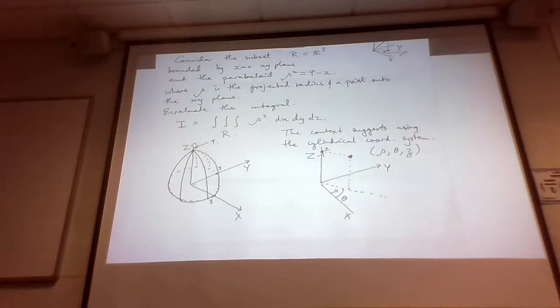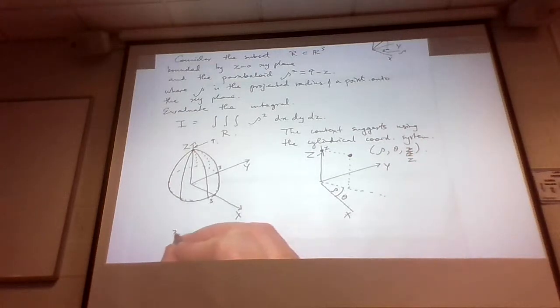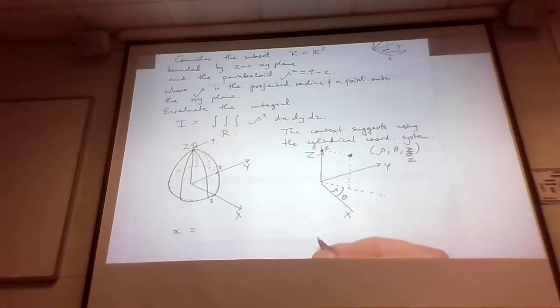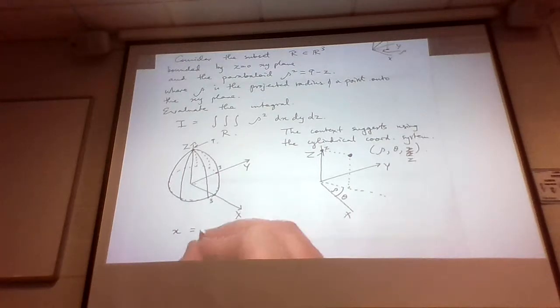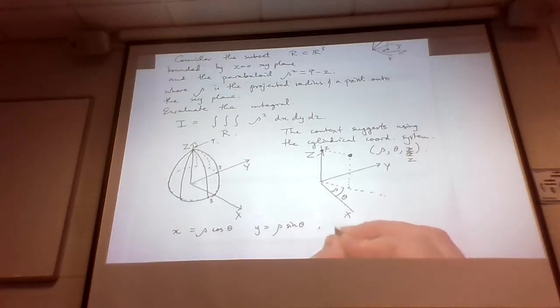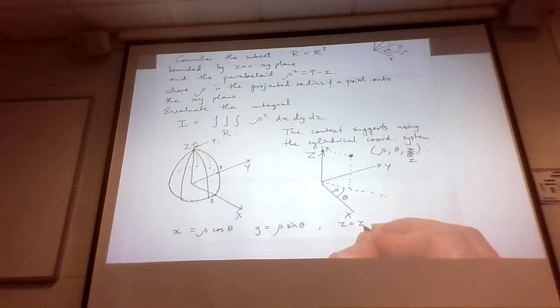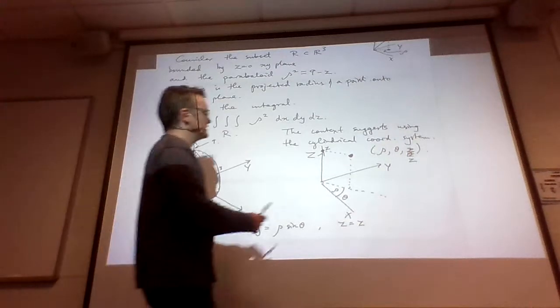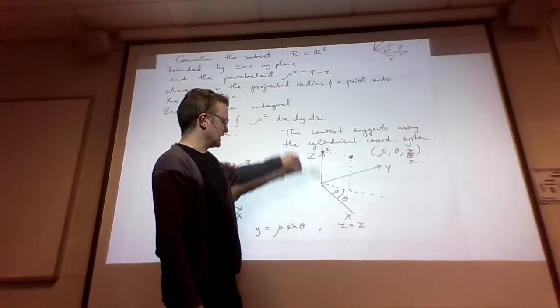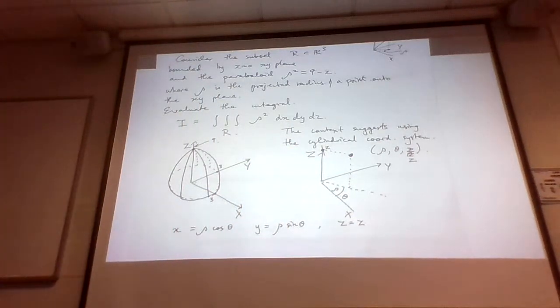Sorry, I'm changing my z's. Keep my z's consistent. Rho theta z. And the linking transformation equations are x is rho cosine theta, y is rho sine theta, and z is z. It's the same transformation equation because it's the same coordinate. This z coordinate is just the regular Cartesian z coordinate, and it also features in the cylindrical coordinate system.